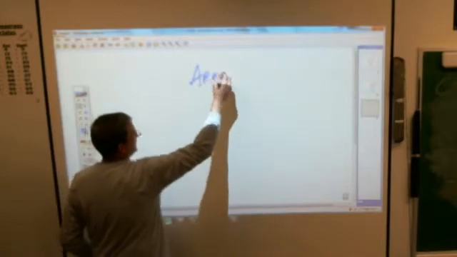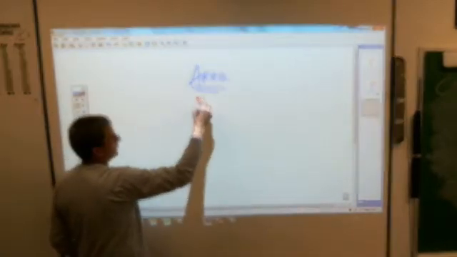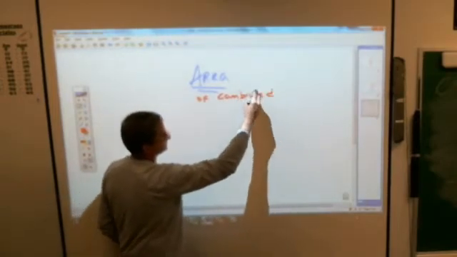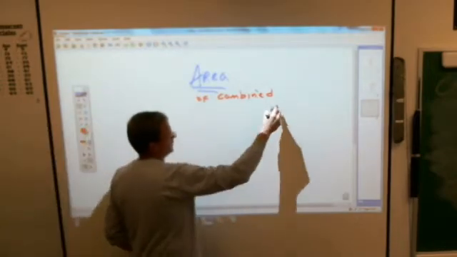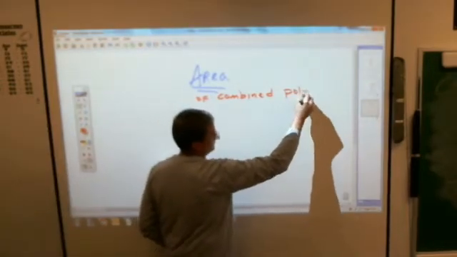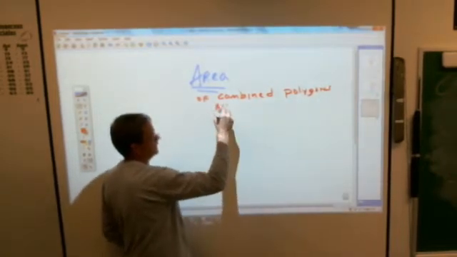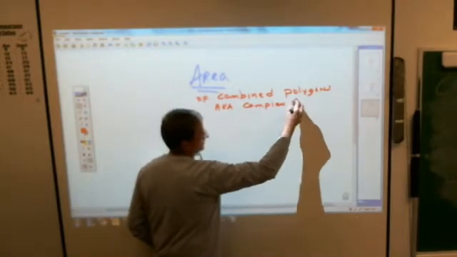And the little subheading under this is of combined polygons. Last year we called this complex shapes, I believe. AKA complex shapes.